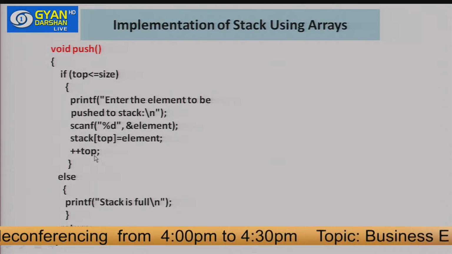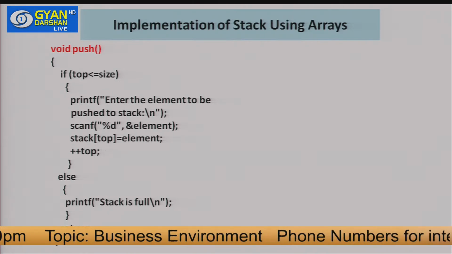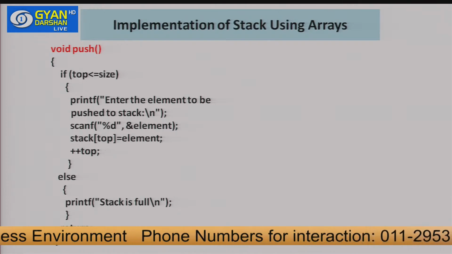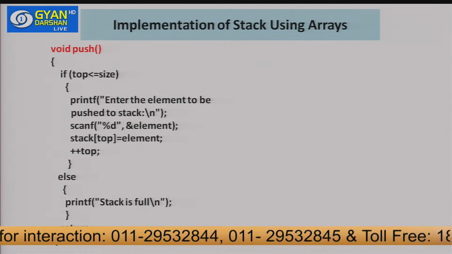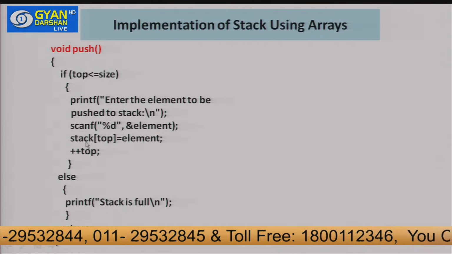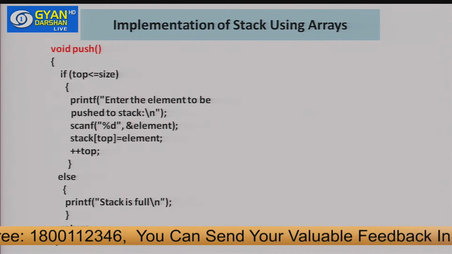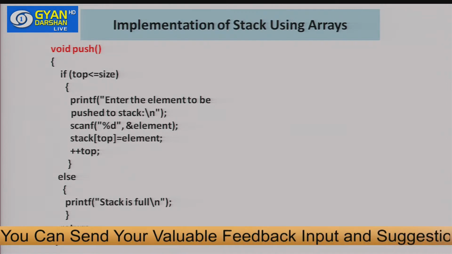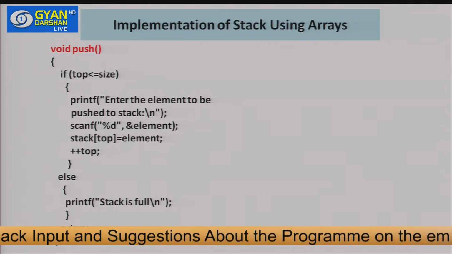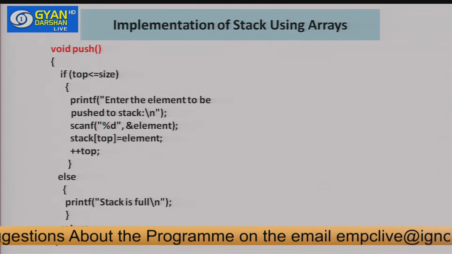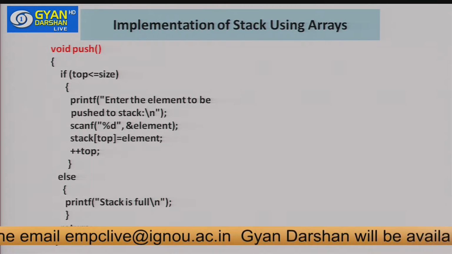Though I have not shown the main function here, we can see that the top variable is declared as a global variable. The size is also declared as a global variable, and this stack array is also declared as a global variable. Then only this function will be able to access them. Otherwise, if they are local to the main function, it will not be able to access them. In that case, we would be required to declare these variables as local inside this particular function. So I hope you understand how to implement the stack using the array concept.